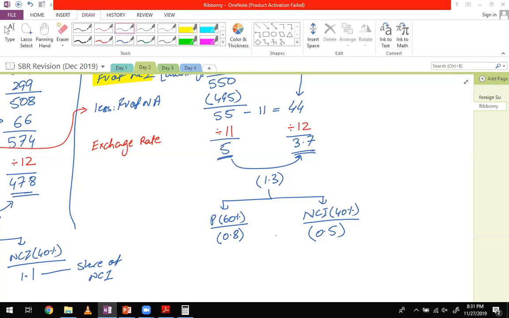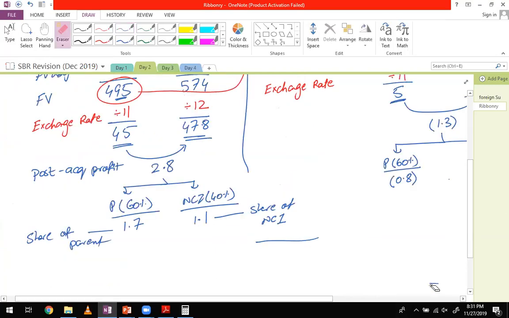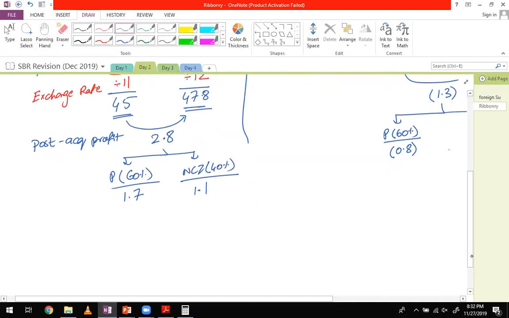So now the next step that we are going to solve is going to be the value of the exchange gain or loss. So now the next step is one of the most important steps and a more difficult one.